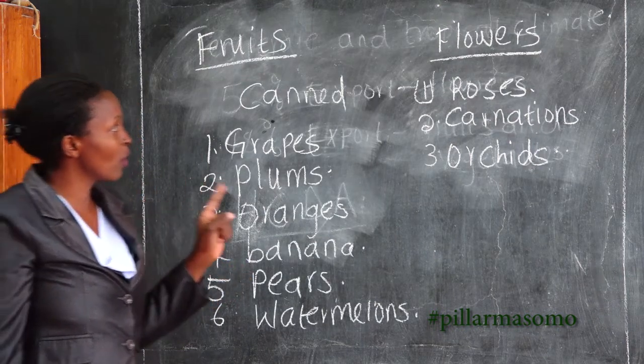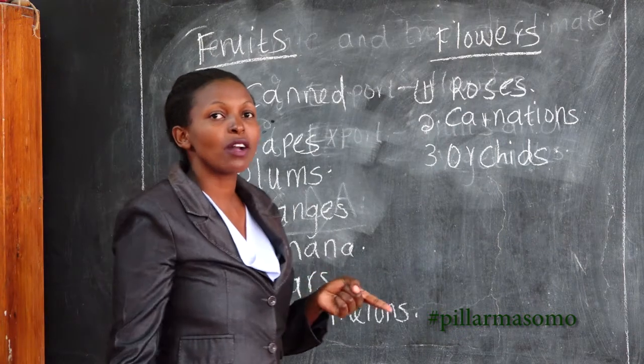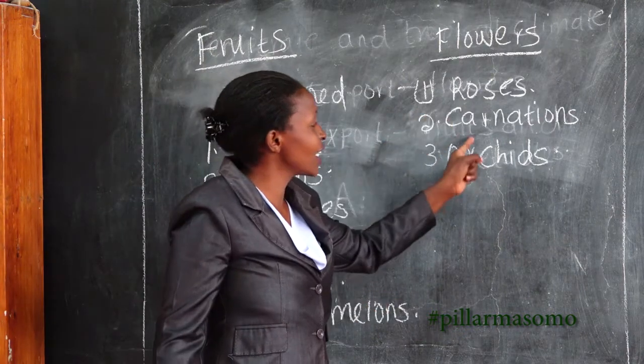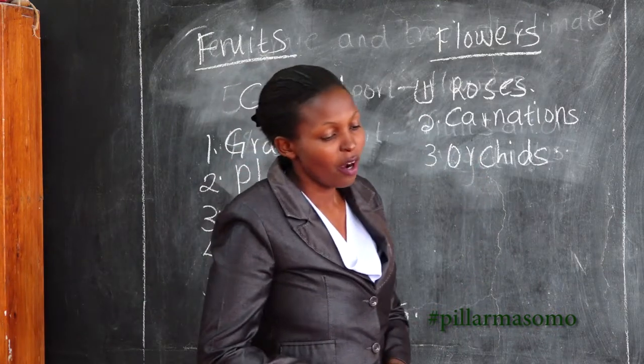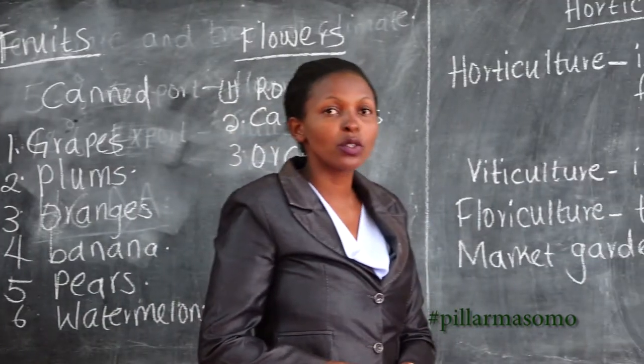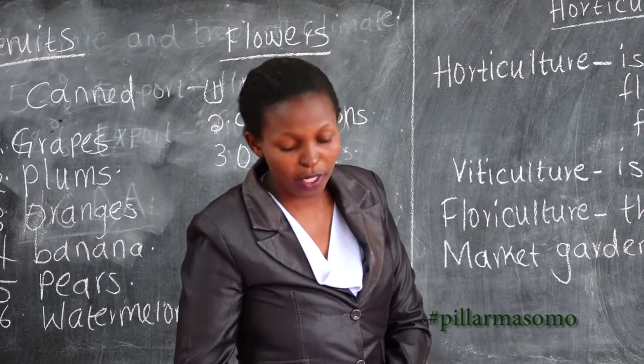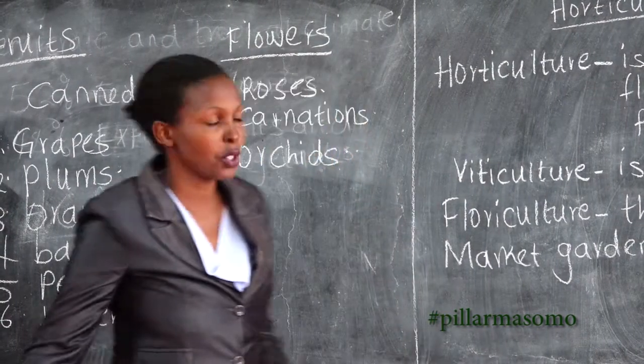Then we have talked of flowers, the main flowers that we grow here in Kenya. We have talked of roses, carnation, and also the orchids. Then now we go to the contribution of horticulture farming to the economy of Kenya. Which are these contributions?